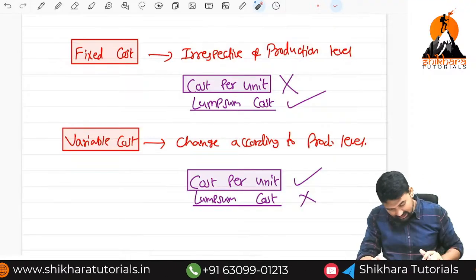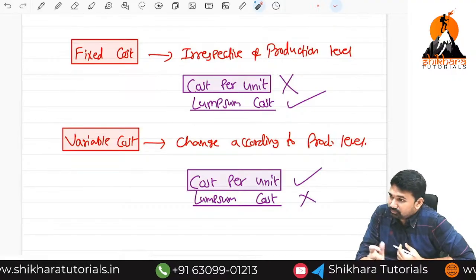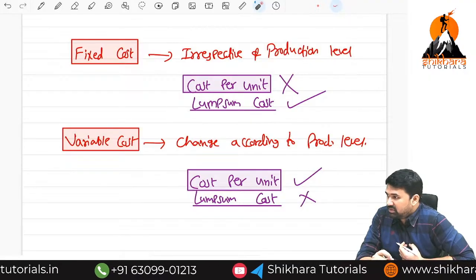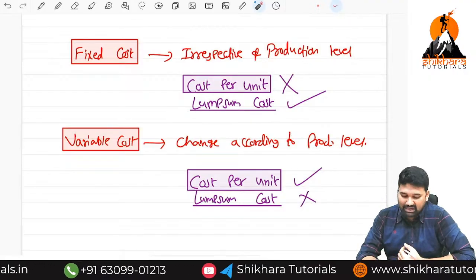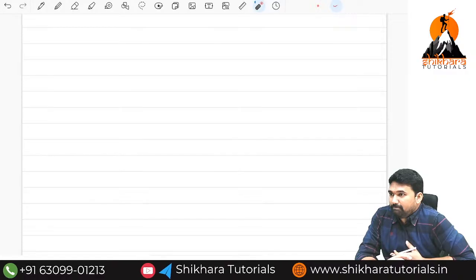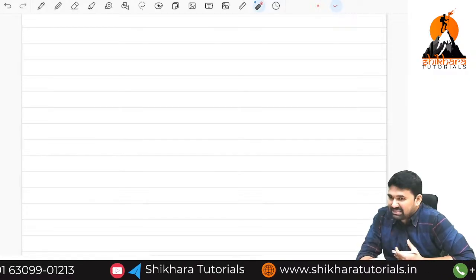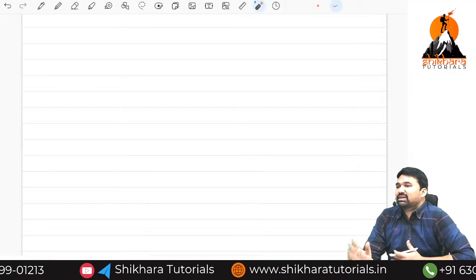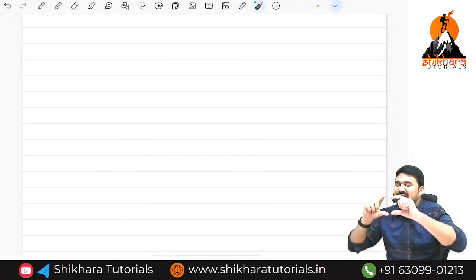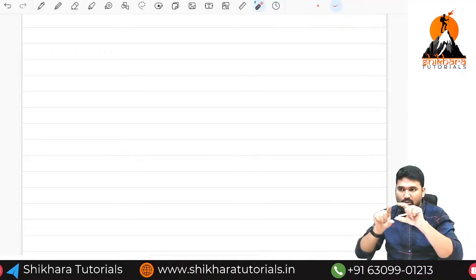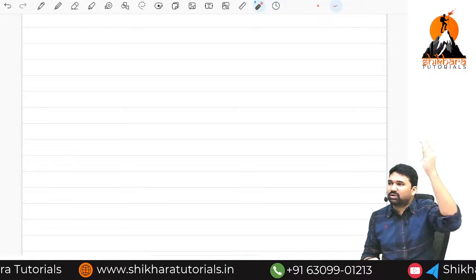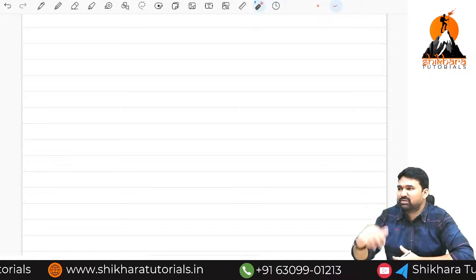Okay, so that is the basic nature of understanding with respect to fixed cost as well as variable cost. You must understand this. So once again, tell me, fixed cost is fixed irrespective of production level, no matter how much you produce. So fixed cost is amount fixed in total. Cost per unit changes, not fixed. If you produce more, the cost will be less. If you produce less, cost will be more.